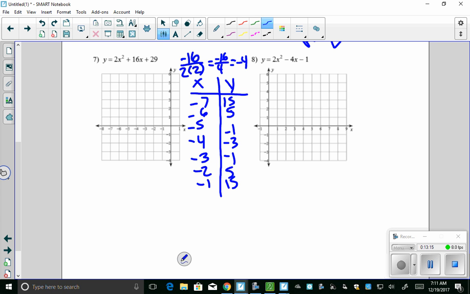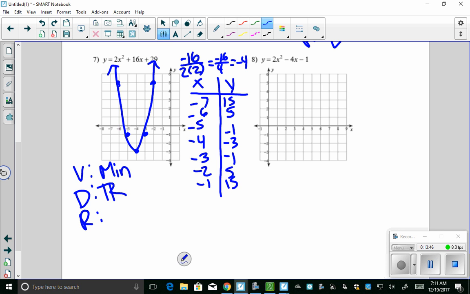Plot your points. Negative 4, negative 3. Negative 5, negative 1. Negative 6, positive 5. And you can't hit the other point. This vertex is going to be your minimum. Domain, again, is all real numbers. And your range is going to be bracket, negative 3, comma, infinity.